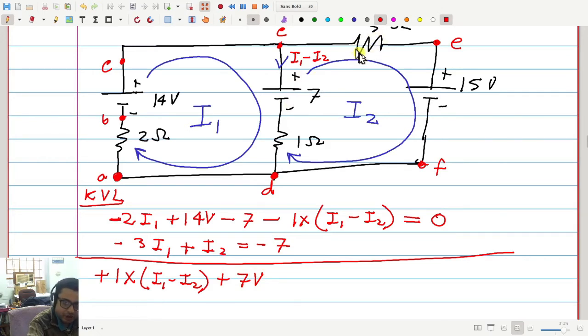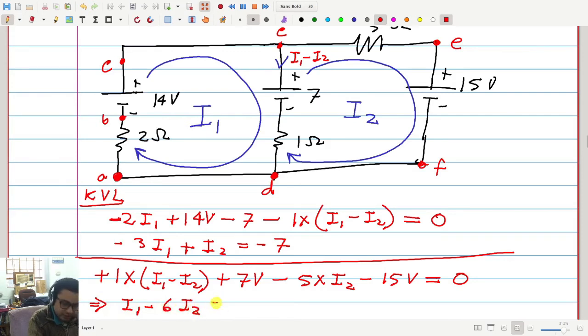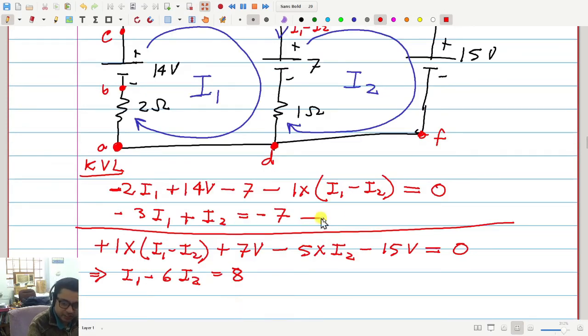After that, across this 5 ohm resistance, there will be a voltage drop of 5 multiplied by I2, and then from point E to point F, there is a 15 volt drop. So this should be equal to 0. Now if you simplify this, you will get I1 minus 6 I2 equal to 8. Okay, so we have two equations, equation 1 and equation 2.